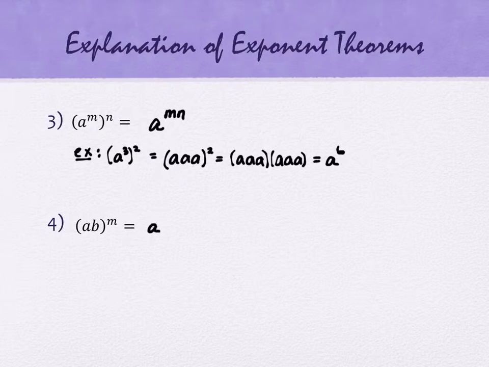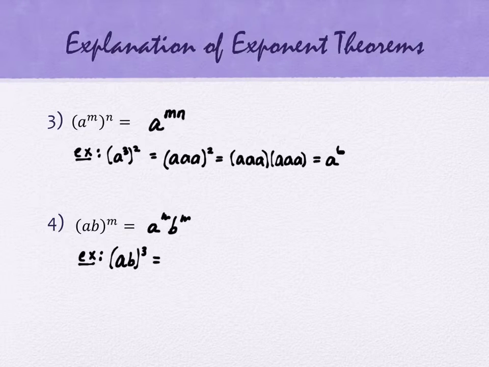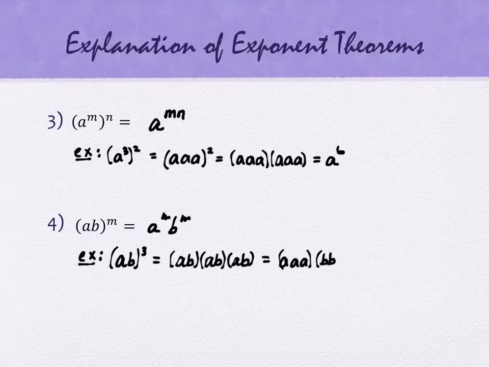The last one looked like this. And we'll do an example. It's ab to the third. Something to the third power means that I multiply it by itself 3 times, like so. And then we have the ability to rearrange this multiplication to look like this. What properties am I using when I do that?